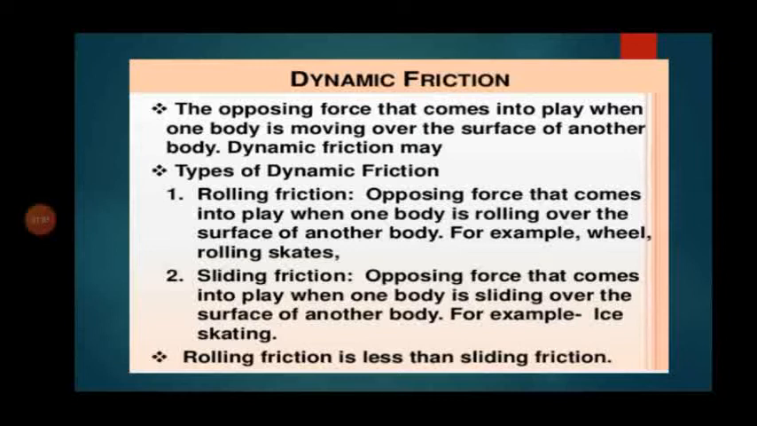The opposing force that comes into play when one body is rolling over the surface of another body is called rolling friction. For example, a wheel and roller skates. The second one is sliding friction. The opposing force that comes into play when one body is sliding over the surface of another body is called sliding friction. For example, ice skating.